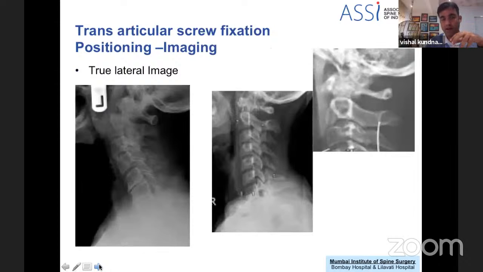And remember, the reduction has to be confirmed by a true lateral image where you are able to see the complete width of the pars on the C-arm. You are able to see a C1 lateral mass, and the anterior arch of the C1 is seen like a point mass. This is extremely important, because unless you get this kind of imaging, your screw is going to be misplaced, and your exit and entry point both can be misplaced.